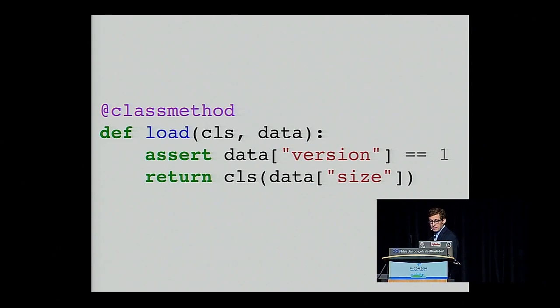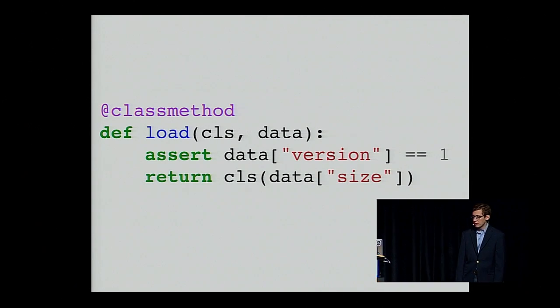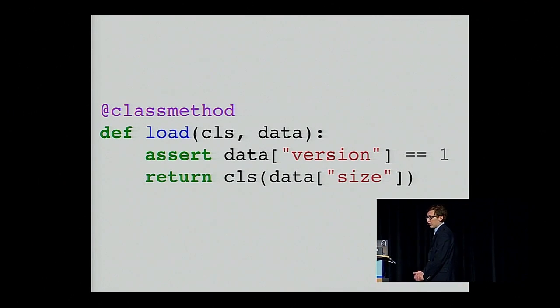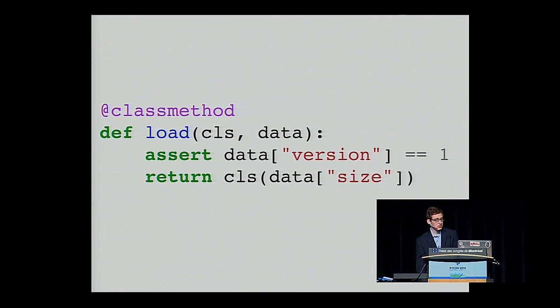Then we want to load it. So we have a pretty simple load method. We check to make sure the version is what we expect. In the real world, we might raise a useful exception, but this is not the real world. These are slides. And then we create an instance of our class with the size.